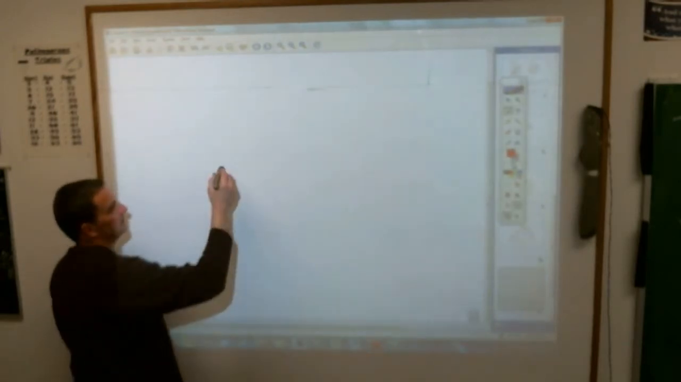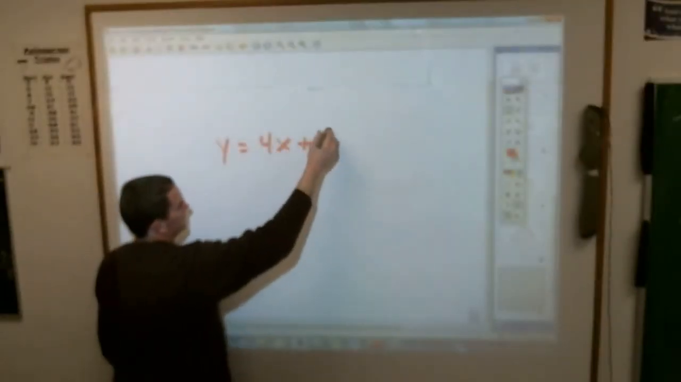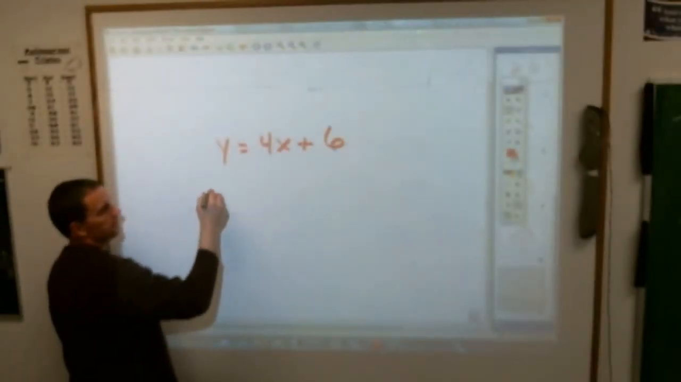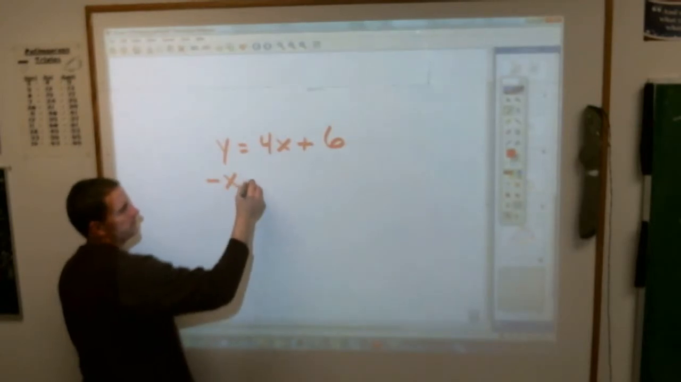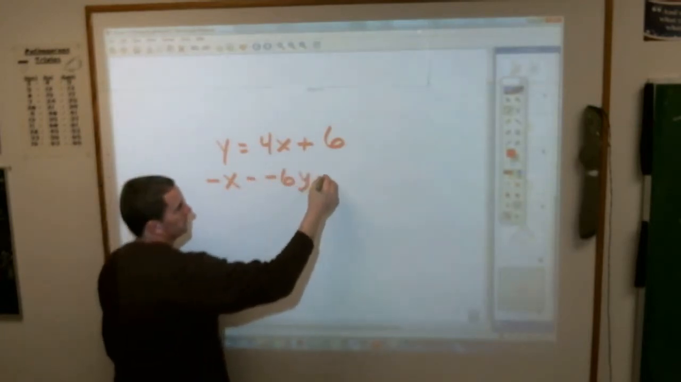Eli? Y equals 4x plus 6, and then negative x minus 6y equals 14.